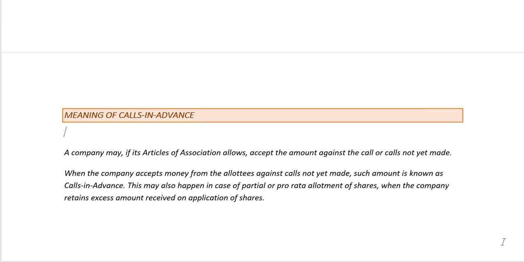A company may, if its articles of association allow, accept the amount against the call or calls which is not yet made. When the company accepts money from the allottees against the calls which is not yet made, such amount is called calls in advance. This may also happen in case of partial or pro rata allotment of shares, where the company retains excess amount received on application of shares.